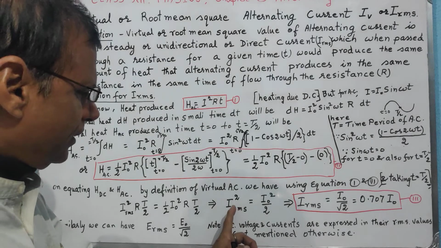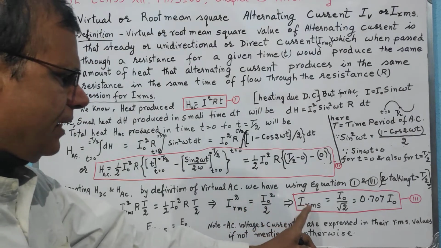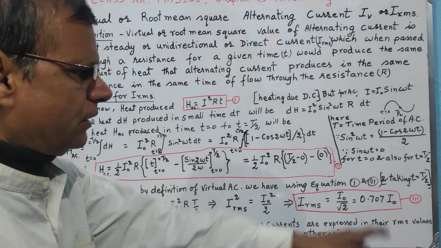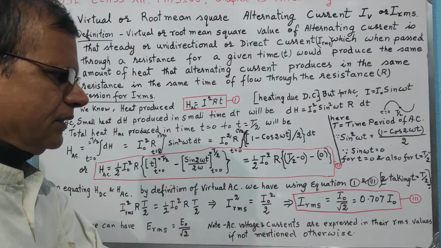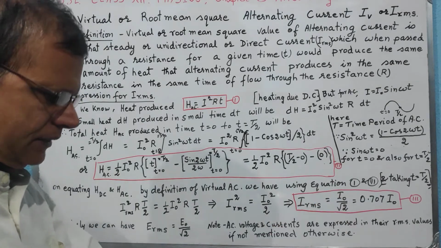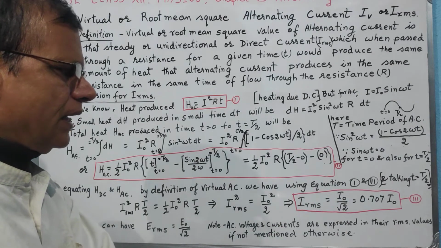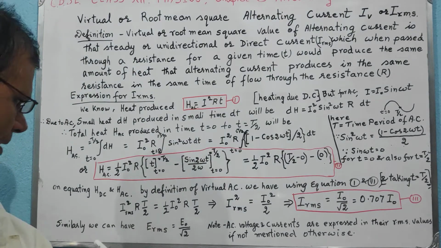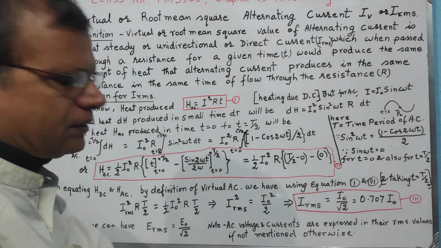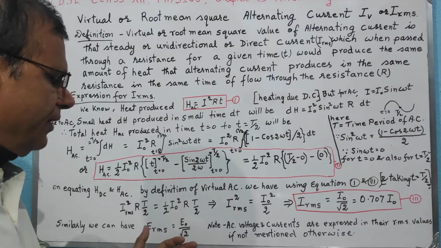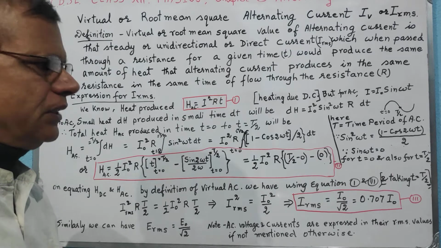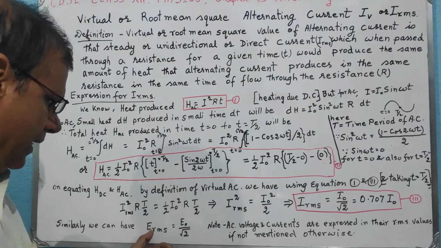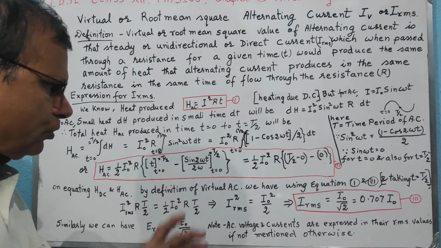Now if we take the square root on both sides, we have IRMS equal to I0 by root 2, and 1 by root 2 is equal to 0.707. So we can write IRMS equal to 0.707 I0. And in the same manner, if you have found the value of IRMS, you can also find the value of ERMS. You see V is equal to IR, we can use this relation, and so we get ERMS equal to E0 by root 2.